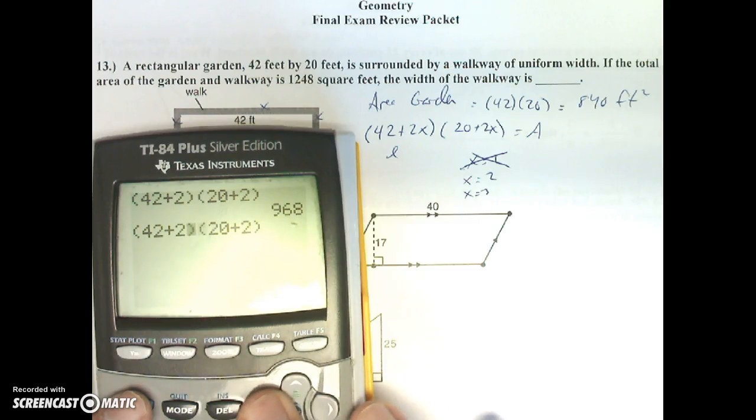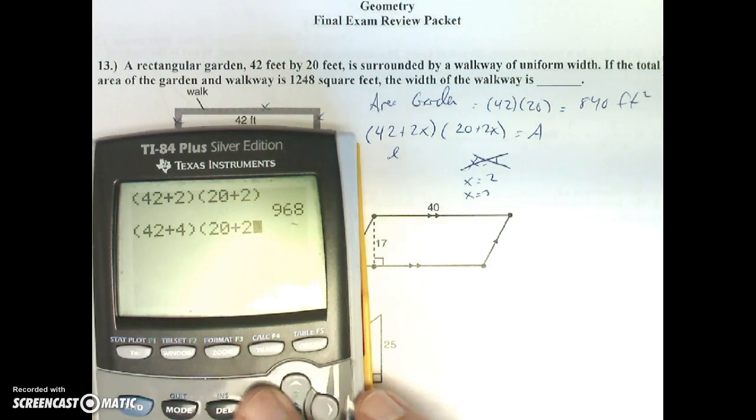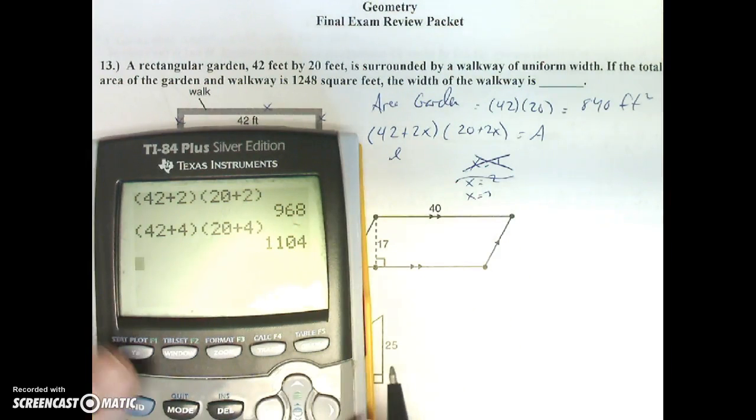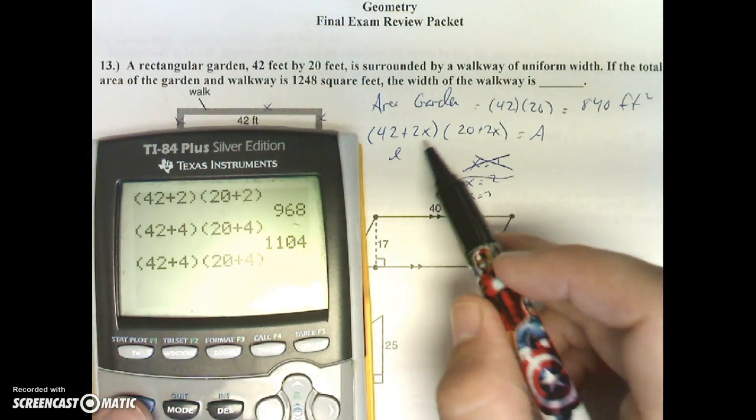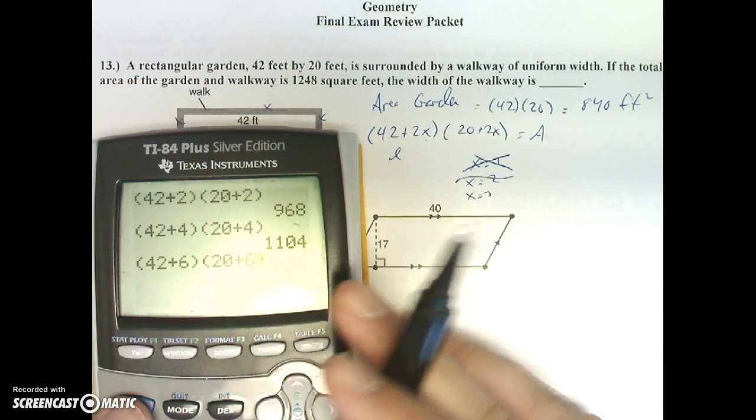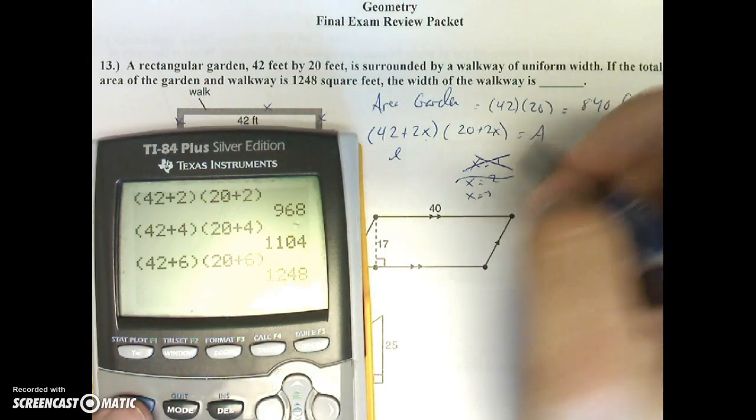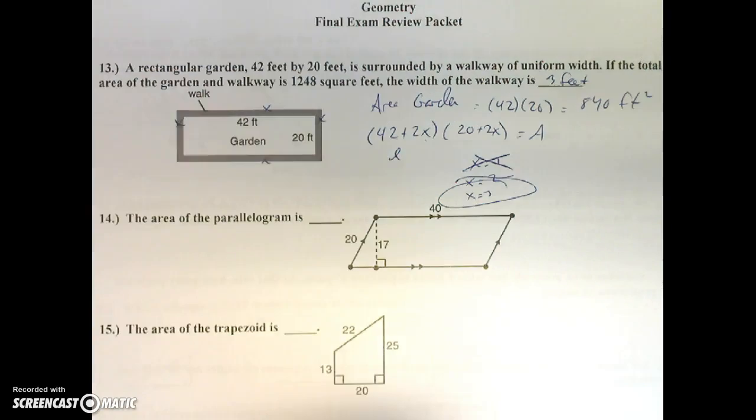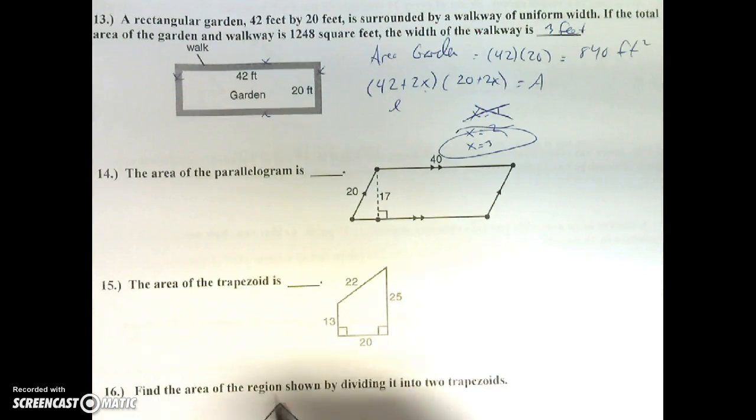Now, I'm going to go back here and try for 2. If I do 2 times 2, I get 4. This gives me 1104. I'm getting closer, okay, but it's still not 2. Let's try it for 3. If I put a 3 in there for this equation, 2 times 3 is 6. 1248, boom, there we go. So the width of the walkway is 3 feet, okay? It always helps to plug them in there and try them out.